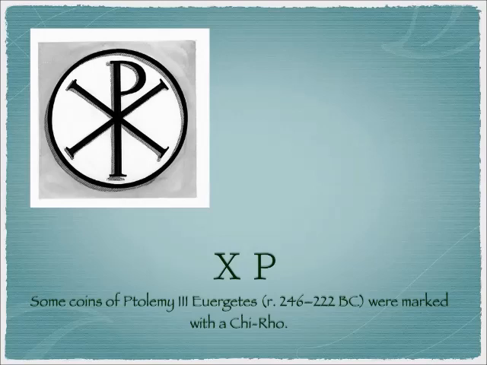There is an apocryphal story about Constantine having had a dream the night before a crucial battle, and he saw this sign, and in the dream, he was told, under this sign, conquer, and he won the battle, and that's how he wound up becoming a Christian.